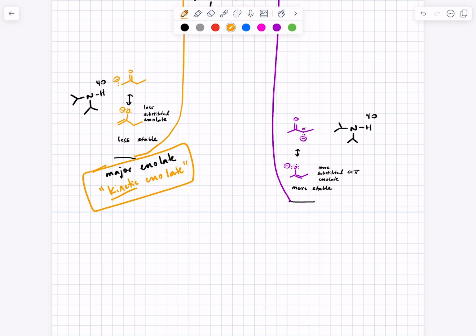Is there anything other than sterics that could affect what product you get? Are there other factors besides sterics? Like if you have an electronegative atom on one side.